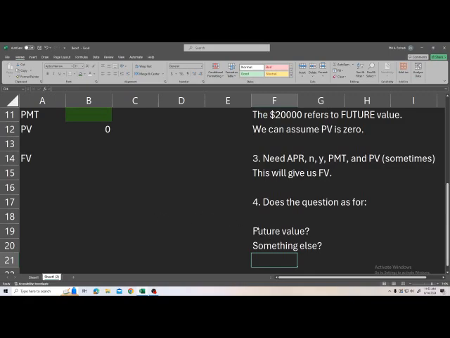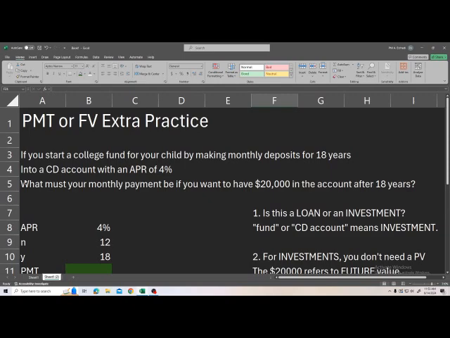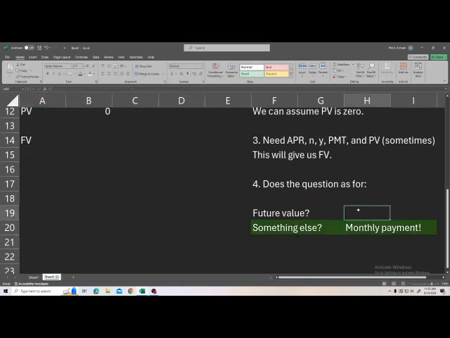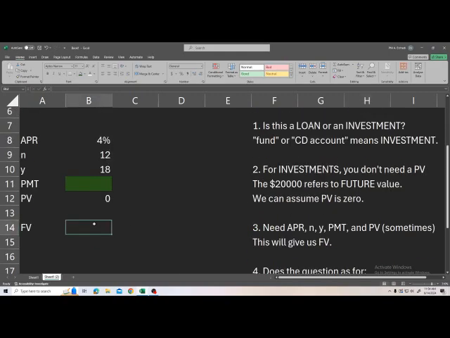Again, we have to check the wording of the question carefully. In line 5, it asks, what must our monthly payment be? They're not asking us for future value, they're asking for monthly payment. If they ask you for future value, we will simply use the future value formula normally. However, because we are being asked for something else, that's monthly payment, we're going to be in a goal-seek situation. Now, we're still going to need to enter the future value formula here in cell B14, but after that, we're going to continue by using goal-seek.